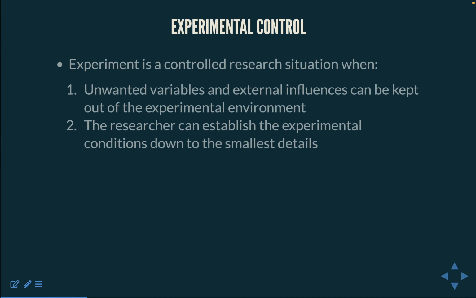An experiment is a controlled research situation, which means that first, the unwanted variables and external influences can be kept out of the experimental environment. Two, the researcher can establish the experimental conditions down to the smallest details. When these conditions are not entirely met, then the researcher has a responsibility to identify the extent of the error. Experimental error occurs when a change in the dependent variable is produced by any variable other than the independent variable.